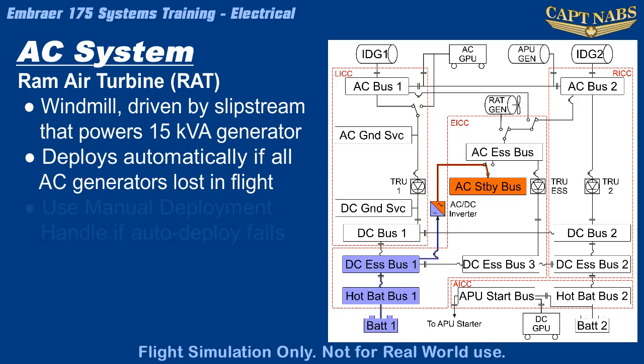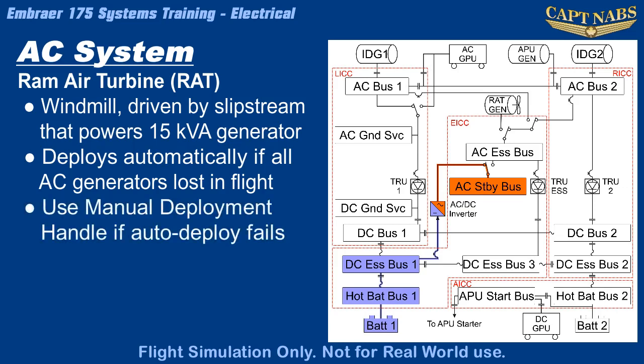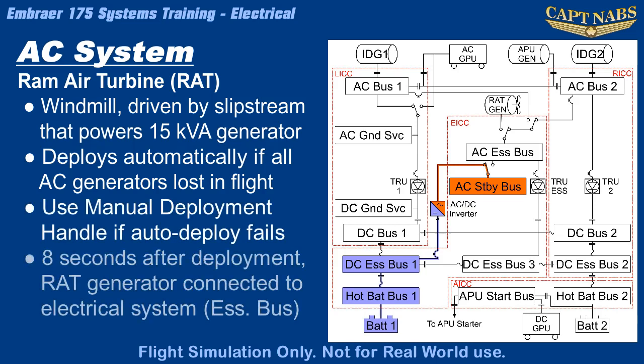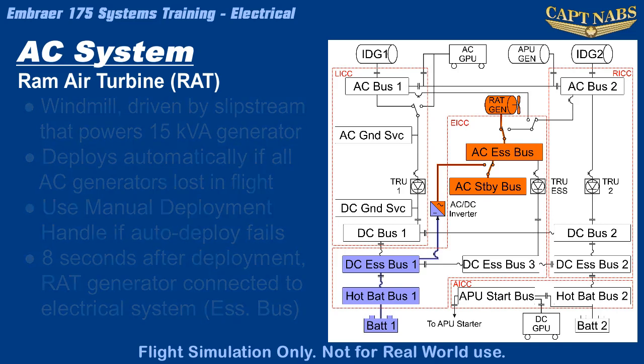There is also a handle in the flight deck to deploy the RAT manually should it not deploy automatically when needed. 8 seconds after the RAT falls, the generator is connected to the electrical system. The generator provides the same 115 volts and 400 Hz, but only 15 kilovolt amps. The RAT will not power all systems, but will ensure essential systems remain operable.